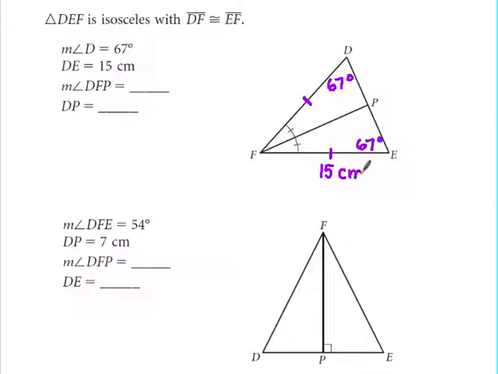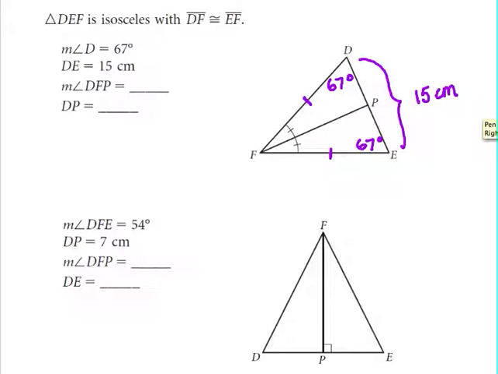So what else do I know? Oh, you know what, I wrote that wrong, sorry. Let's go back here. I wrote EF, sorry. DE here is 15 centimeters. Okay, so they want to know what's the measure of angle DFP. Ideas?